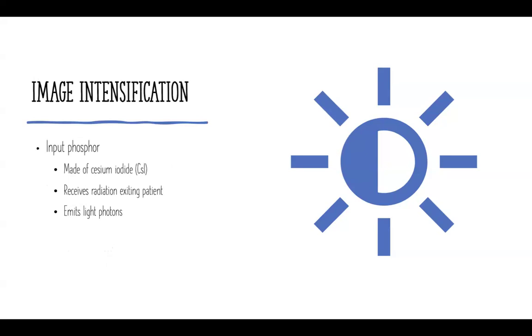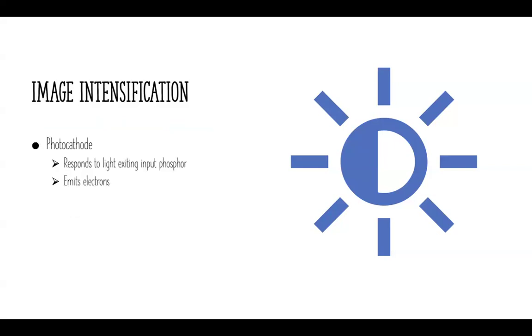Basically, we turn the fluoro on. Remember, the image intensifier is going to be at the top of our patient, and the tube is going to be at the bottom. So the image intensifier receives that radiation coming from the patient, and then it emits those light photons. Then the photocathode responds to the light exiting the input phosphor, and then it emits electrons.